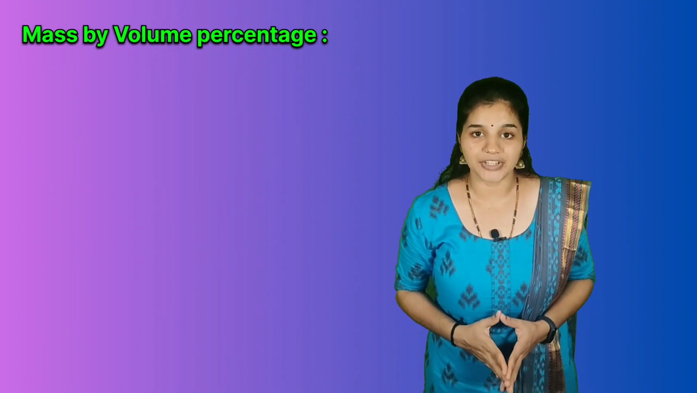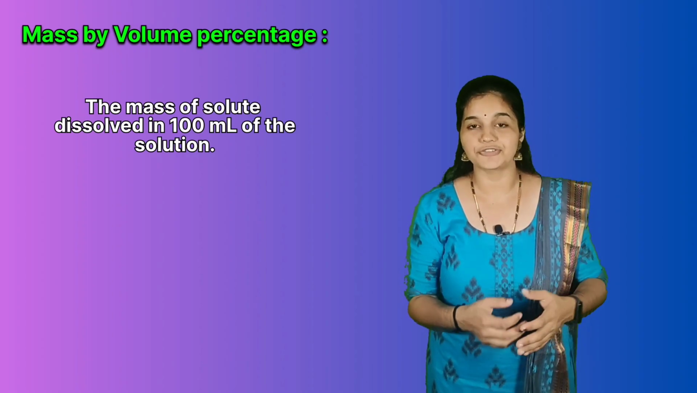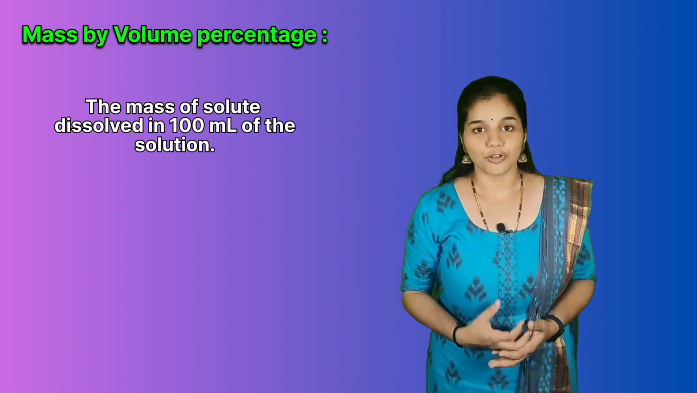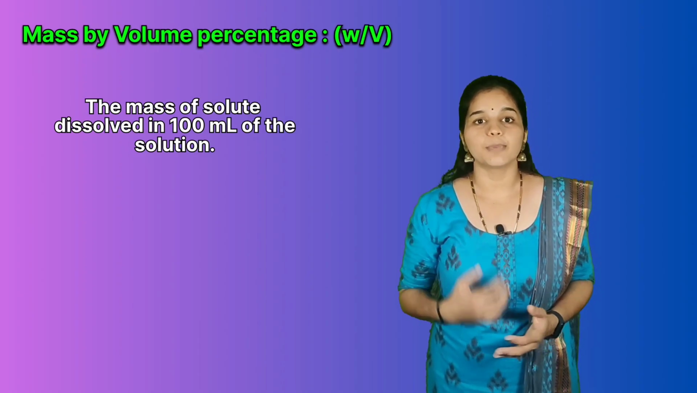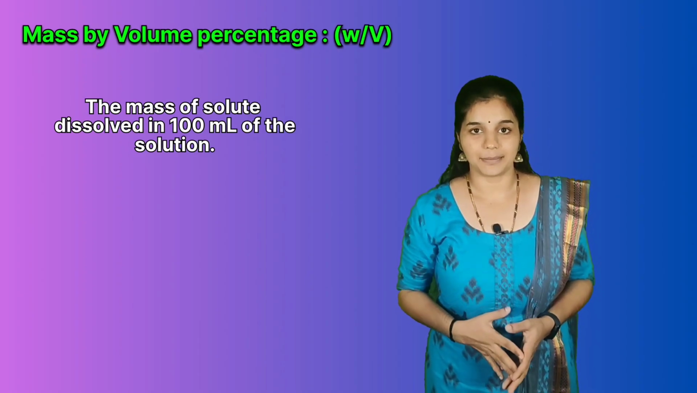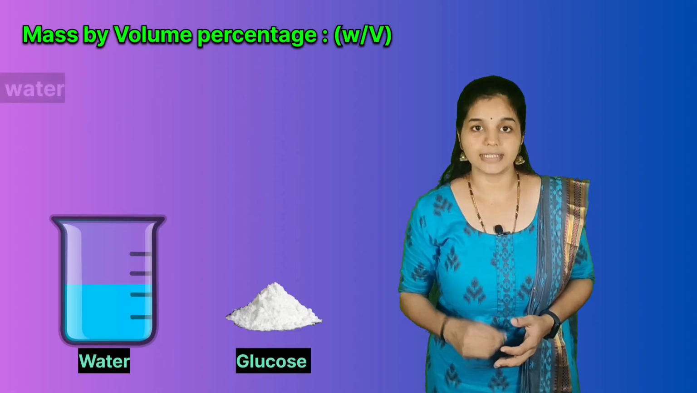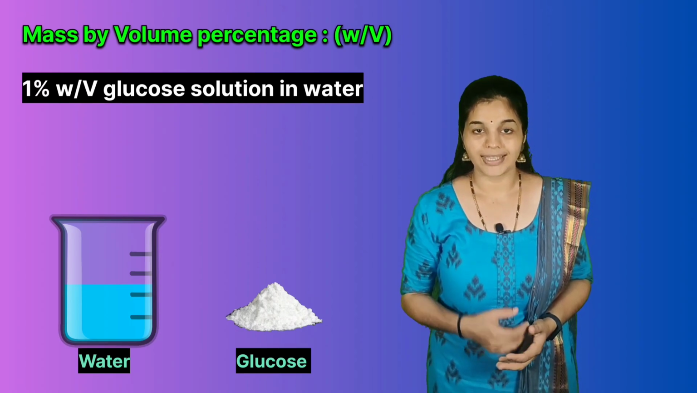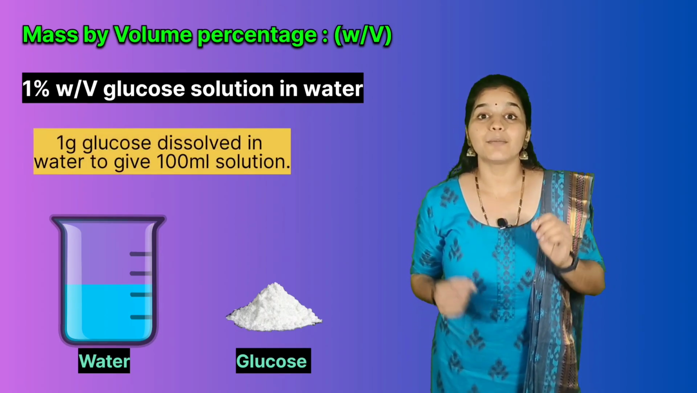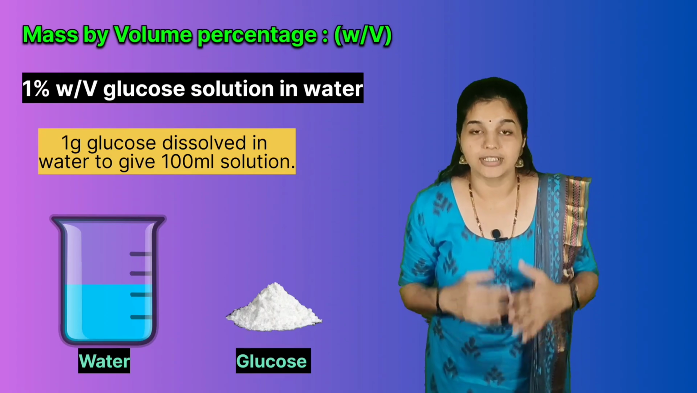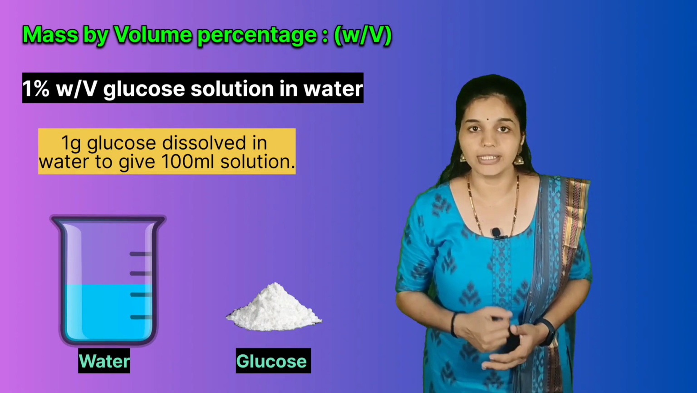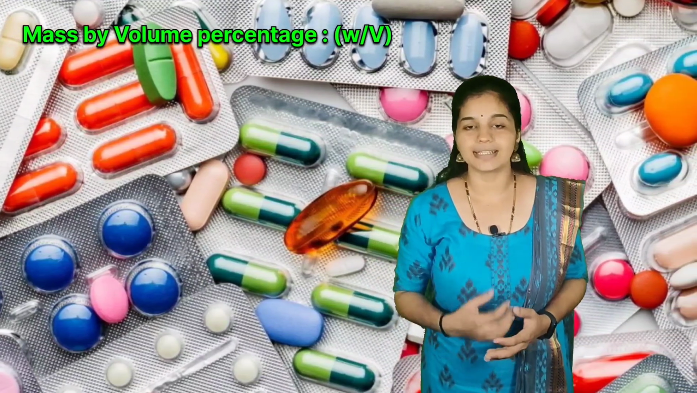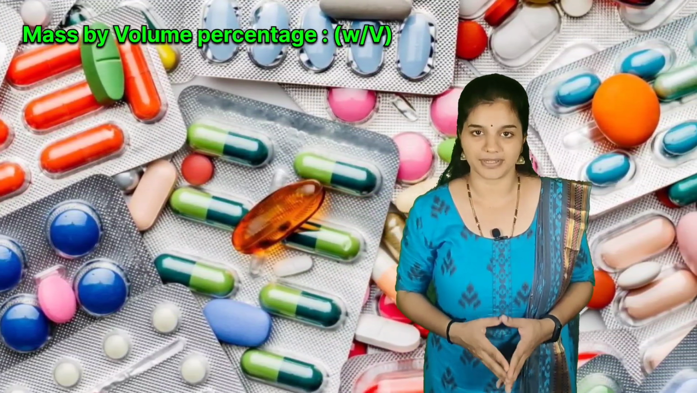Mass by volume percentage is the mass of the solute dissolved in 100 ml of the solution. Mass by volume is represented as W by V. For example, if I tell 1% W by V glucose solution in water, it means that 1 gram of glucose is dissolved in water to give 100 ml of the solution. This measurement is commonly used in medicine as well as in pharmacy.